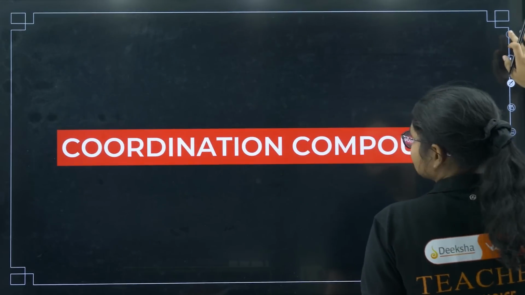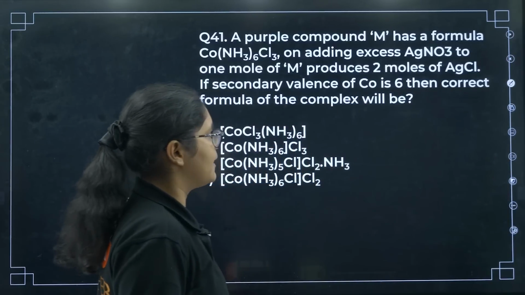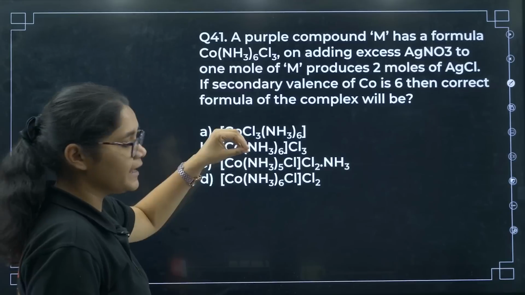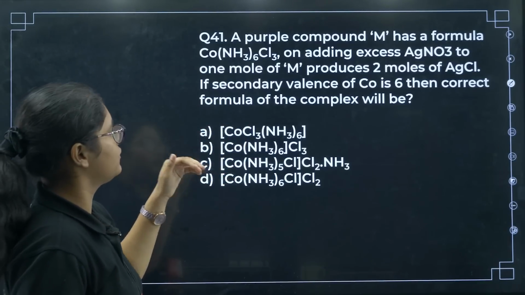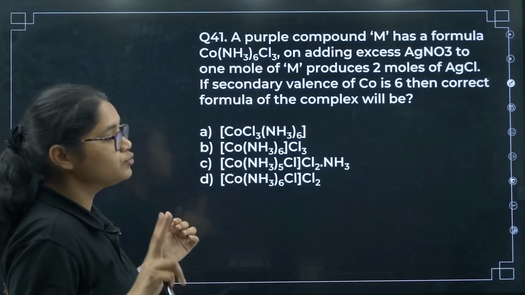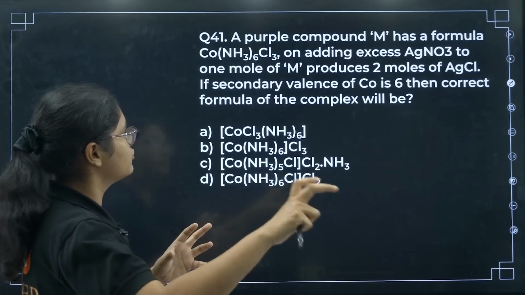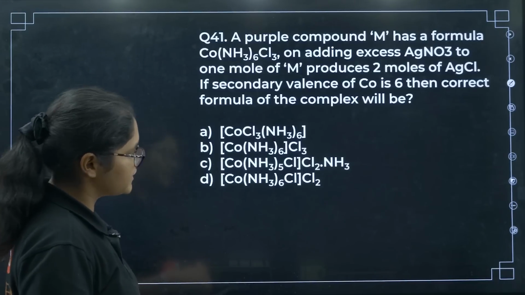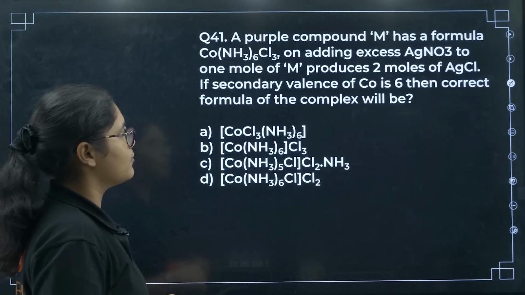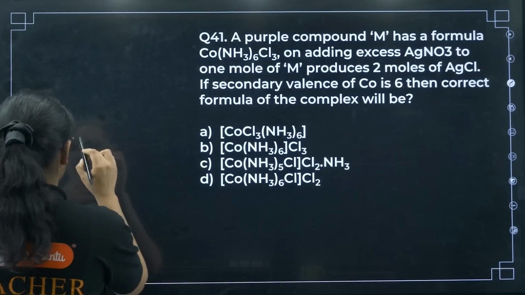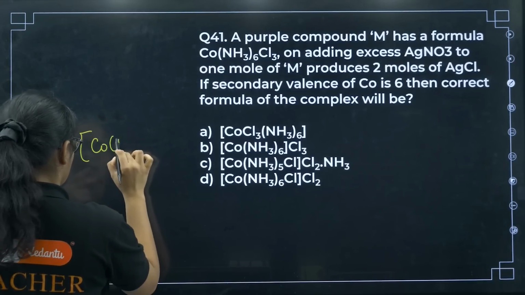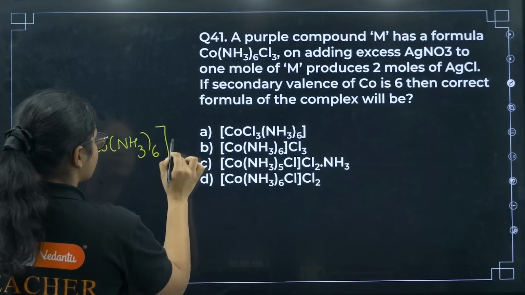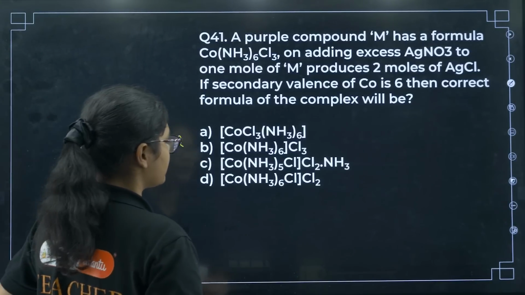Now we'll move to coordination compounds. Here, a purple compound M has the formula Co(NH3)6Cl3. On adding excess AgNO3 to 1 mole of M, it produces 2 moles of AgCl. That means 2 moles of chlorine will be outside. If the secondary valency of cobalt is 6, then the correct formula of the complex will be... Okay. So we have this one, Co(NH3)6 Cl. Okay.